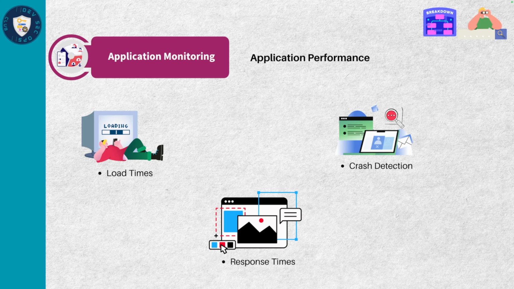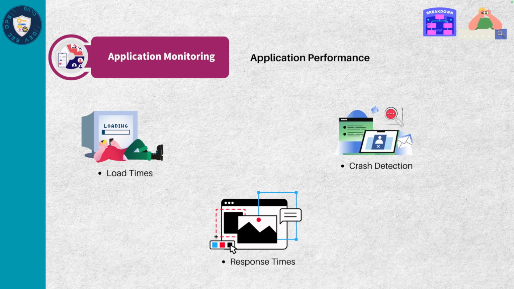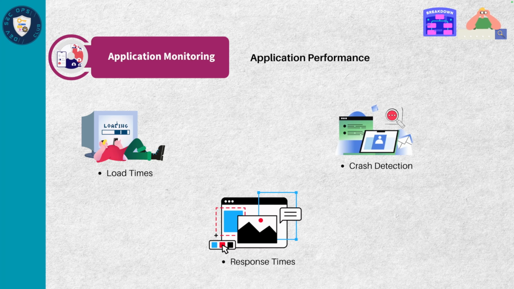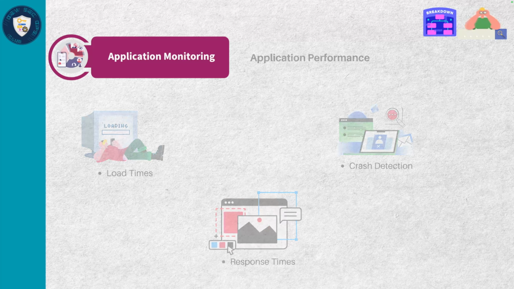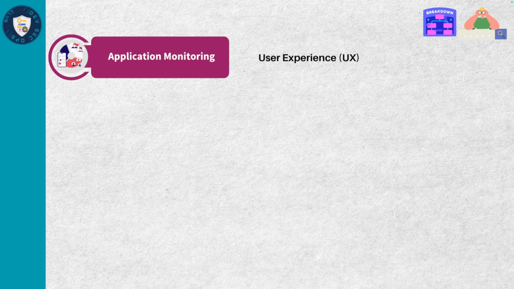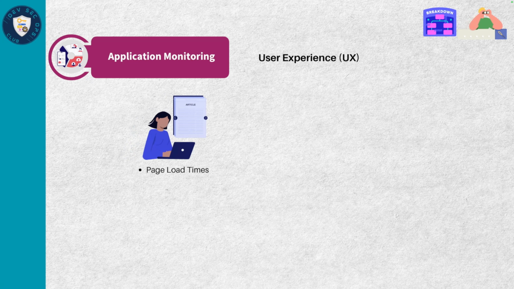And why it is important? The reason is very simple: a slow or unreliable application can lead to poor user experience, reduced engagement, and financial losses. Monitoring ensures that the application remains optimized and responsive. Okay. Next, user experience monitoring. So user experience, or in simple terms UI/UX, ensures the application is intuitive, error free, and accessible to all users, and typically includes page load times.